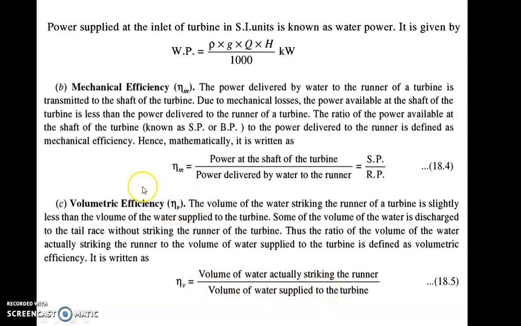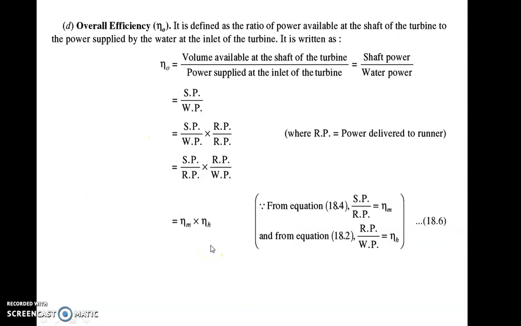Many times this is very small. Volumetric loss, or leakage, is very small, hence the efficiency is near about 90 to 95%. So most of the time volumetric efficiency is not taken into consideration. Only mechanical efficiency and hydraulic efficiency are taken into consideration.